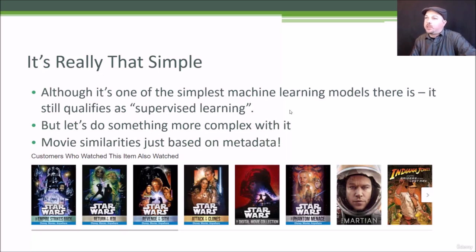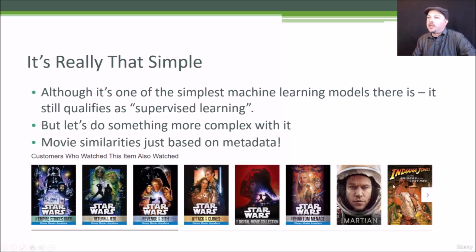But let's do something a little bit more complicated with it and actually play around with movies, just based on their metadata. So let's see if we can actually figure out the nearest neighbors of a movie based on just the intrinsic values of those movies, the ratings for it, the genre information for it. So in theory, we could recreate something similar to customers who also watch, this is a screenshot from Amazon.com, just using k-nearest neighbors.